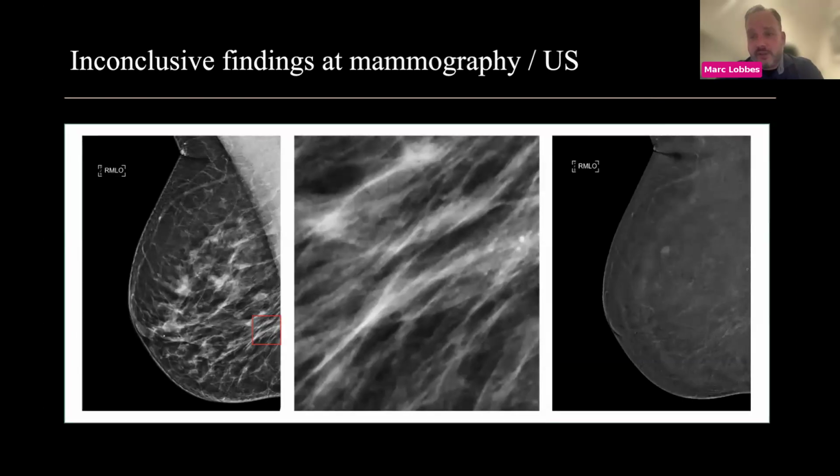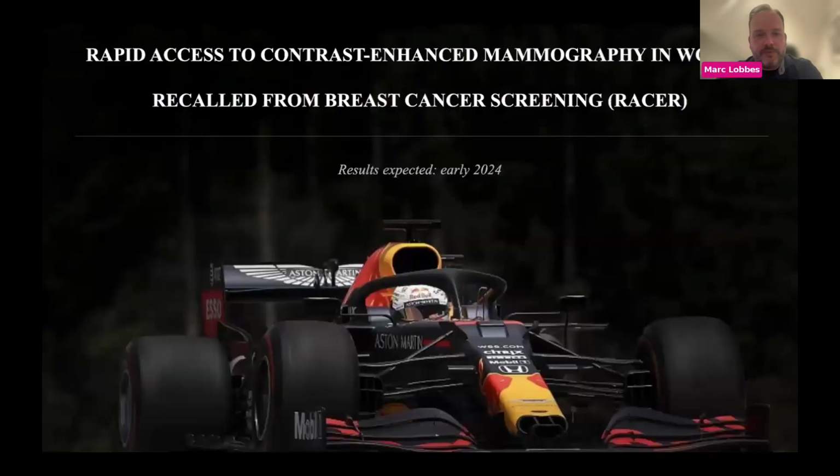Again, sometimes it can also be surprising. This was a woman recalled for suspicious calcifications in the screening outtake, but we saw a different tumor enhancing. The calcification turned out to be benign, and we found by chance another invasive tumor somewhere else in the breast that was not recalled from screening at all at that point.